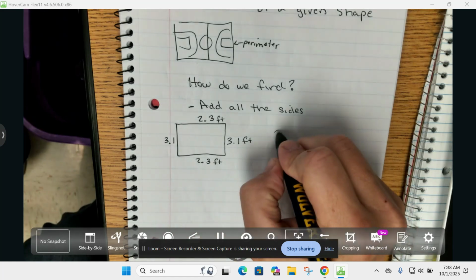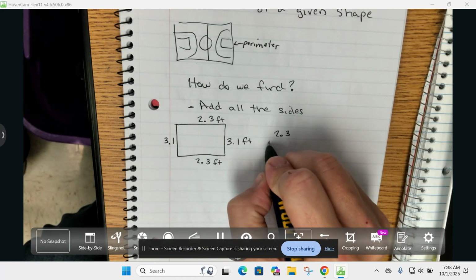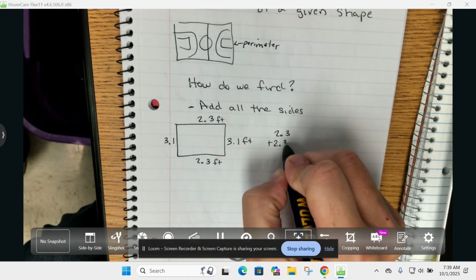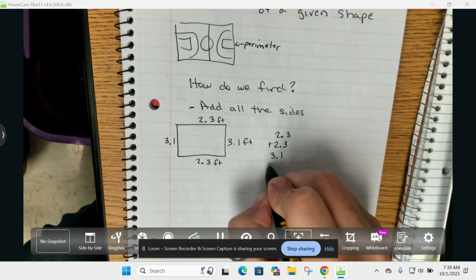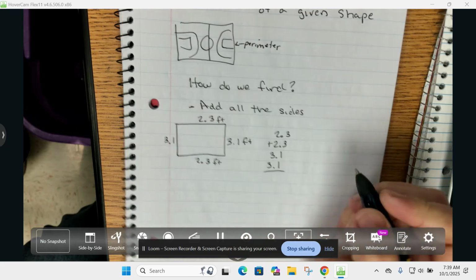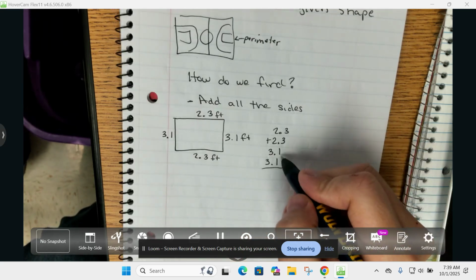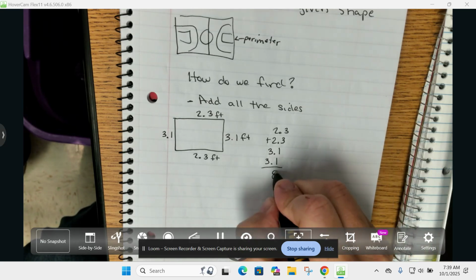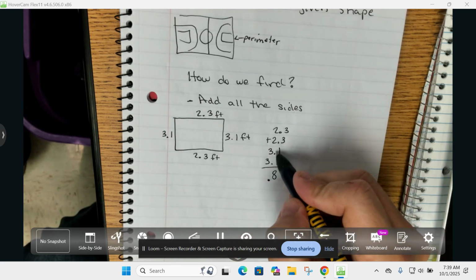Okay, so I'm going to come over here and I'm going to go 2.3, and I'm already going to line them up. That way I don't have to worry about it. And I'm just going to add the two. 3 plus 3 is 6, plus 1 is 8. Put my decimal down because I'm connecting the dots.